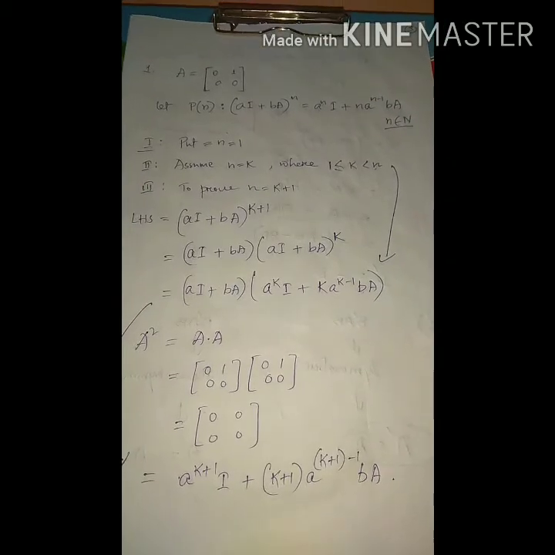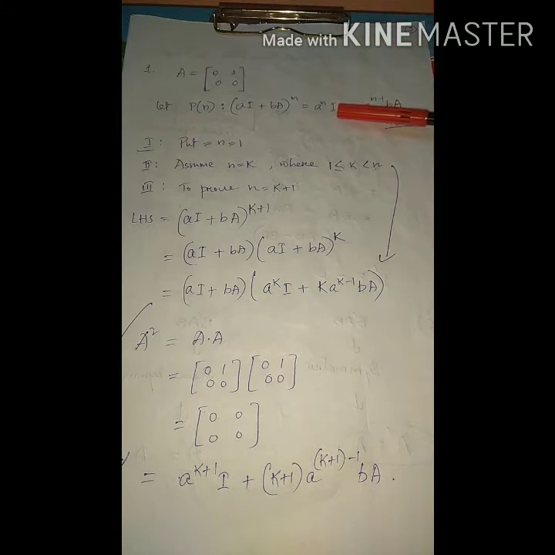Now from the miscellaneous part of chapter number 3, let's see the first question here. The matrix is given to you and the statement is given. This result is given in terms of n. Obviously we know one example we have already done. With the help of PMI we have to solve this one.